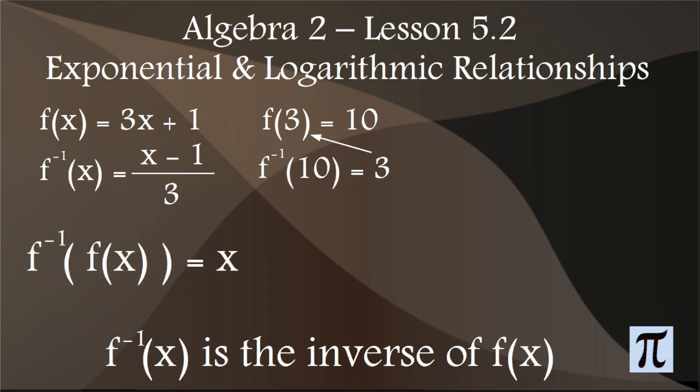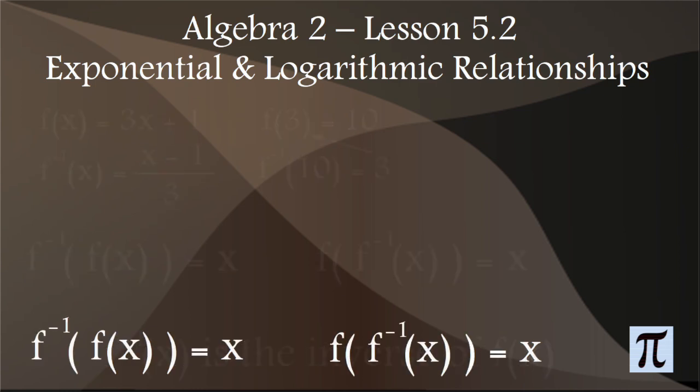Another way of saying this is that the inverse function can use the original function as an input, and you'd end up with whatever the input is, x. The opposite of that is also true. You could take the inverse function as your input for the original function, and your result would still be x. So we know we have these two relationships. A function and its inverse will always have this output.